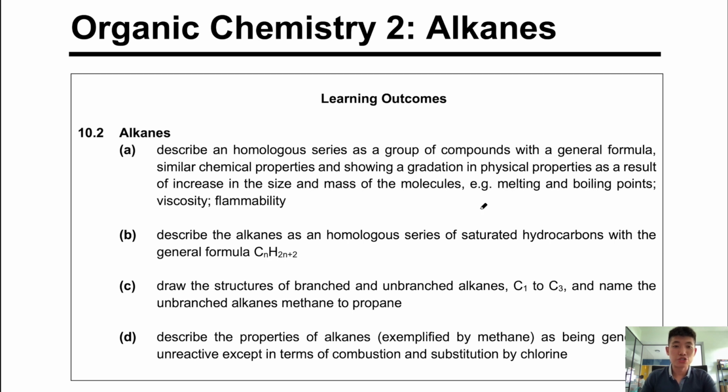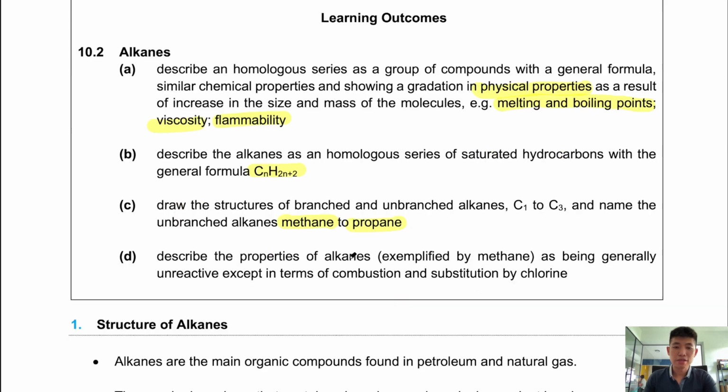We're going to look at some of the trends in physical properties pertaining to alkanes when the size of the molecules increases. In particular, there are melting and boiling points, viscosity, flammability. At the same time, we are going to study their general formula and know how to name and draw the first few members of our alkanes. We are also going to learn the chemical reactions involving alkanes, namely combustion and substitution.